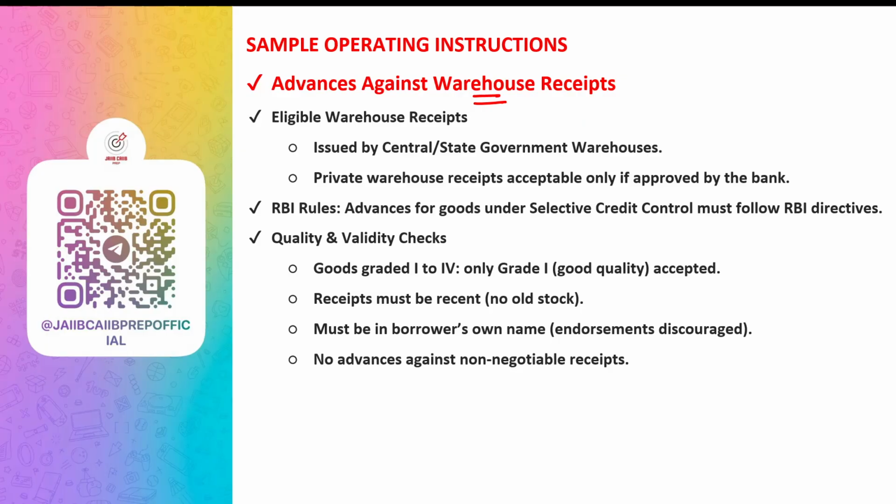Private ones may not be reliable unless they are verified. So that's why we do not take private warehouse receipts. There are RBI rules for certain goods. Some goods fall under selective credit control. So RBI imposes special lending conditions to prevent holding or speculation. The warehouse receipt is for such goods. The bank must follow RBI's current rule before lending.